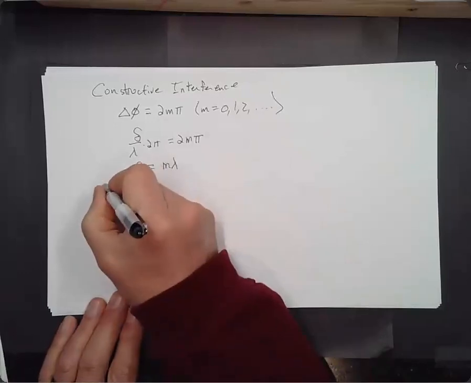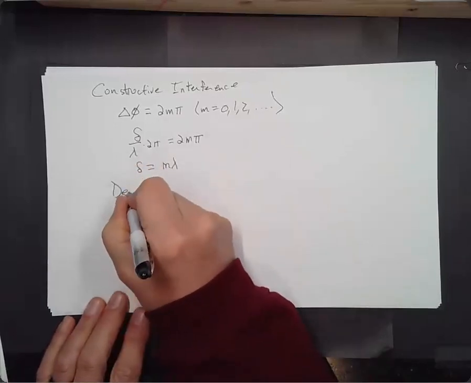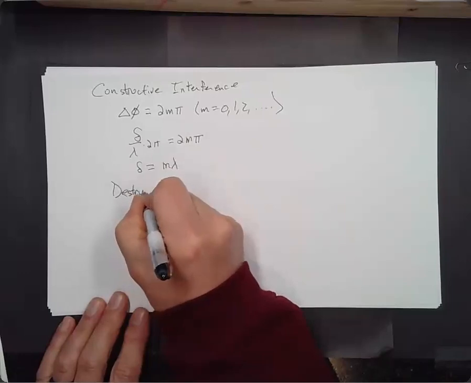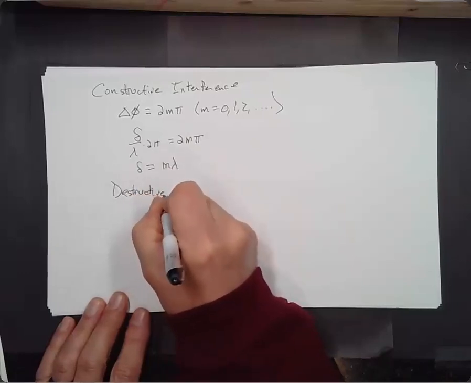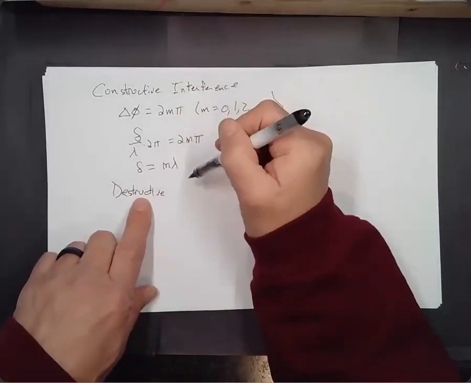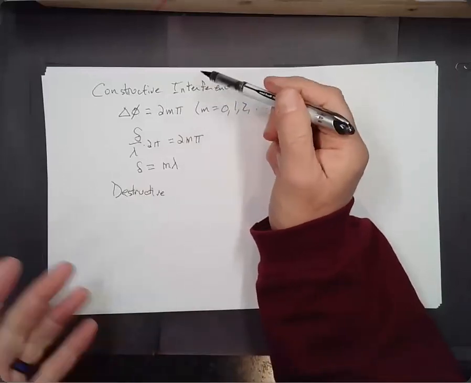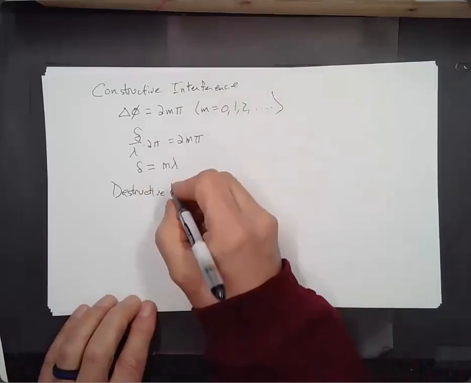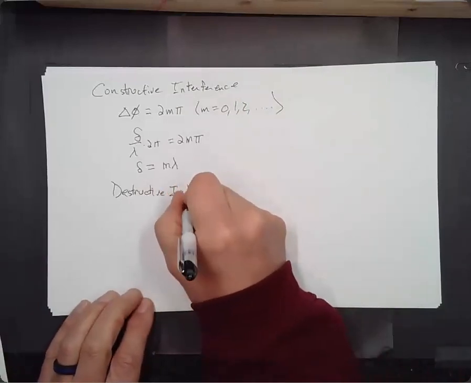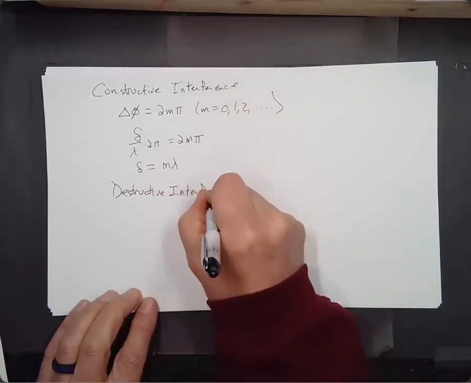Destructive interference, however, and these aren't the only things that can occur. You can have everything between partial constructive interference or partial destructive interference, but that can be going on.